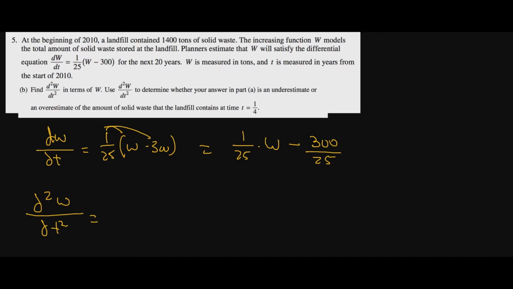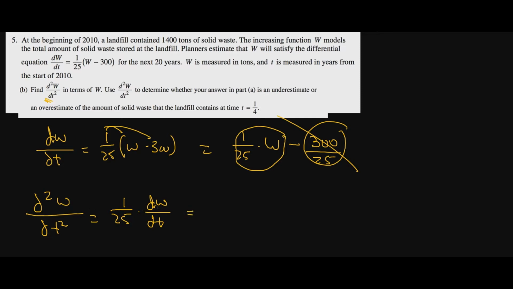Okay. What's the derivative of this right here? Well, it's 1 over 25 dW/dt, because again, this is with respect to t, and there is no t in our expression. What's the derivative of any number? Gone, 0. Beautiful. So just by writing this down, we're already getting points, right?